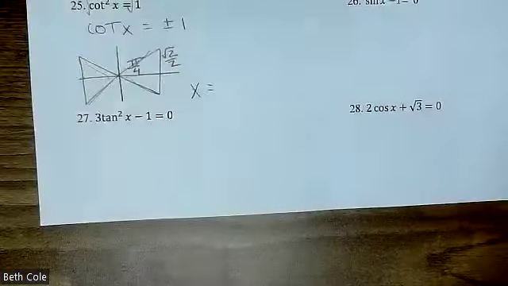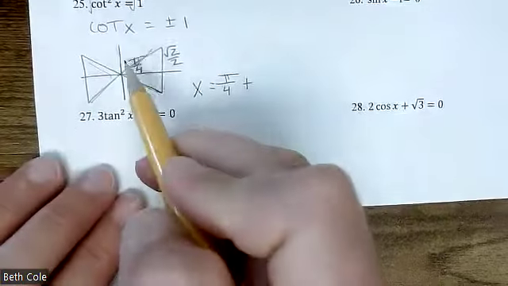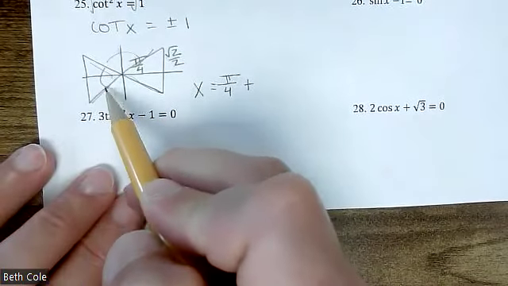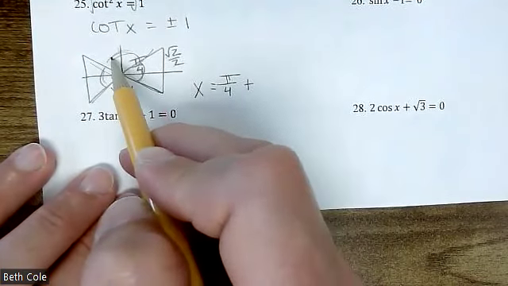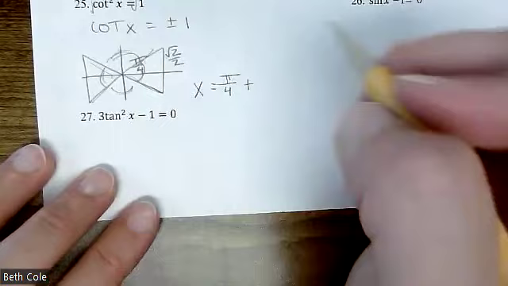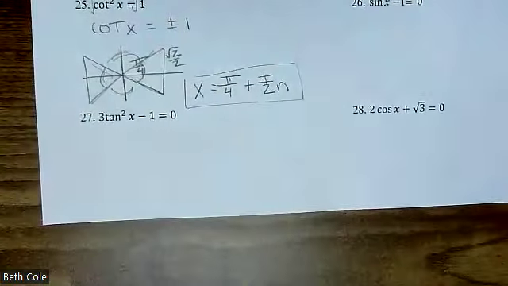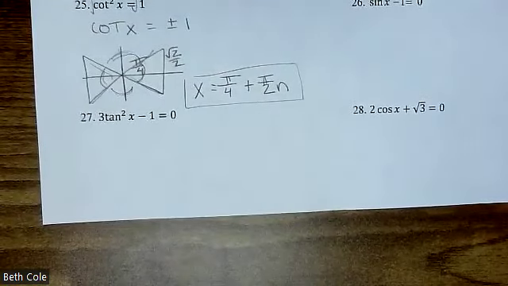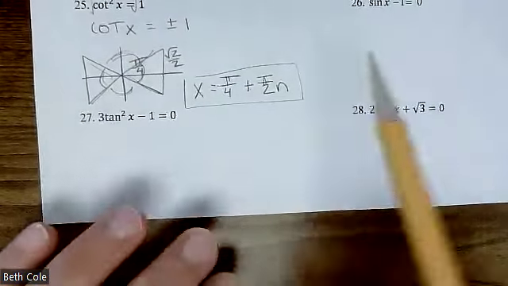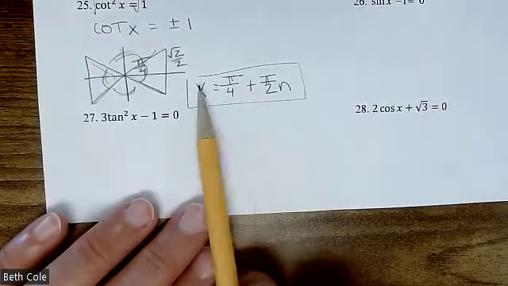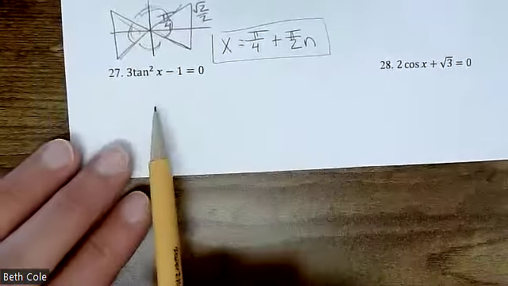So you can write your answer just one way, pi over 4 plus, now how far do you have to go to get to the next answer? It's only a quarter of the way around the circle. Pi over 2 n, good. If you go the whole way around, it's 2 pi n. If you go halfway around, what's halfway around? Pi n. And this is the one special case this works for. This will not work for any other angle. All right. I'll leave that one for you guys. Let's go down to 27.